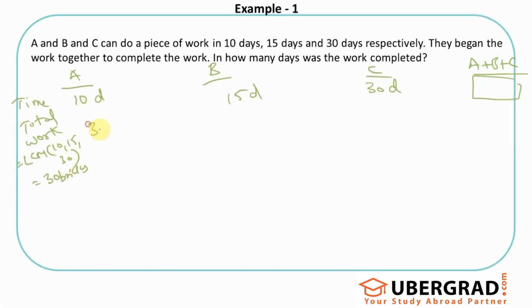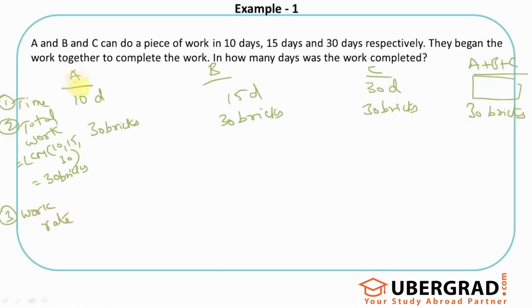30 bricks, let's assume to be the total work. The total work will not change, right? All of them are doing the same work, so it will be the same. Even A plus B plus C are expected to put the same 30 bricks to complete the work. This is the total work to be done, and finally the work rate.